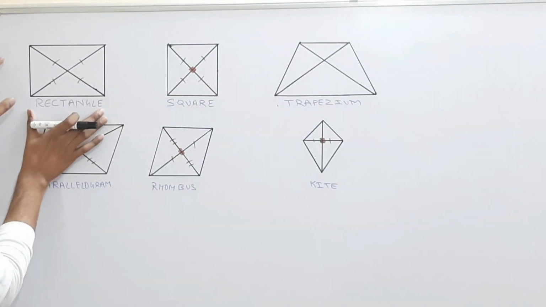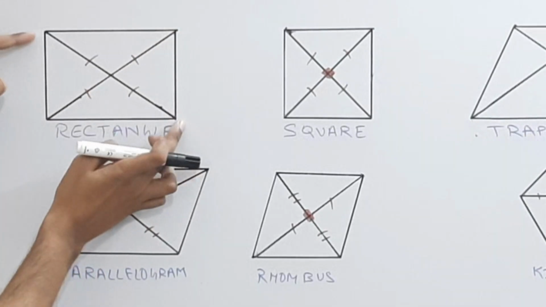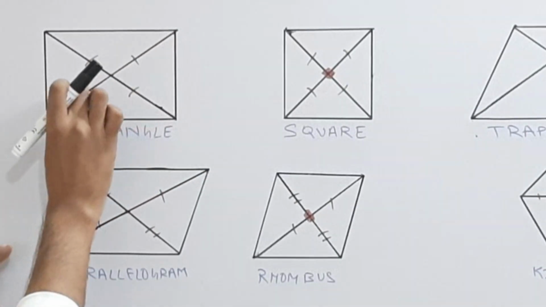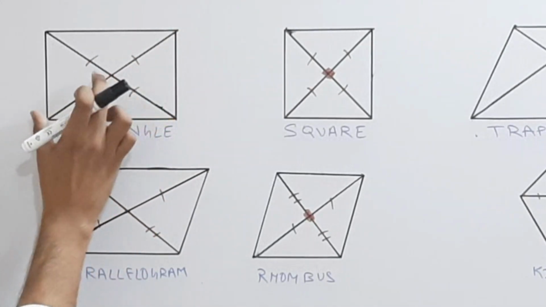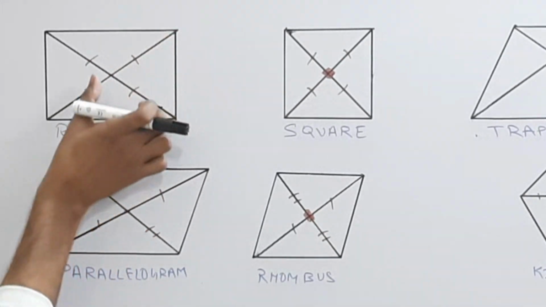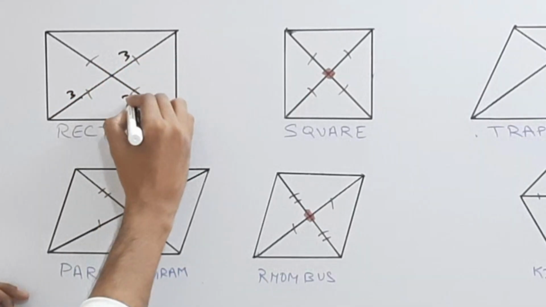In a rectangle, if you will see, the diagonals are equal in length. This length and this length will be equal and they will bisect each other. What is the meaning of bisect? Suppose this is 6 centimeter, so it will be 3 and 3, and 3 and 3. So that means all will be 3, 3, 3, 3.